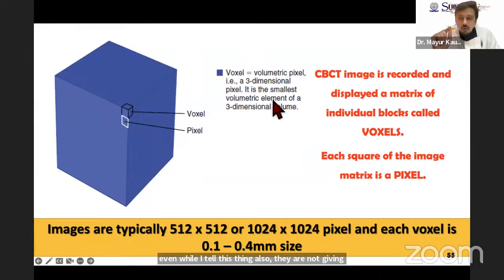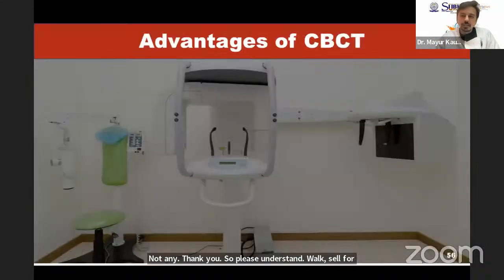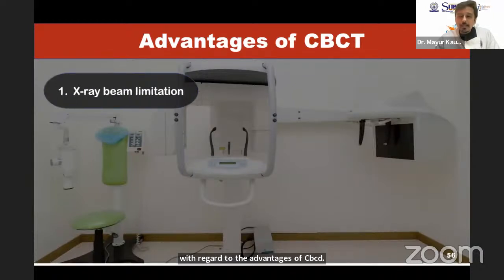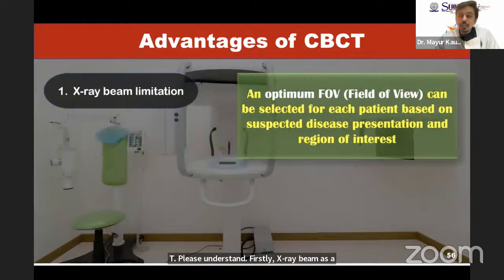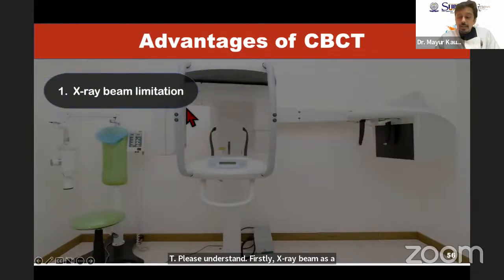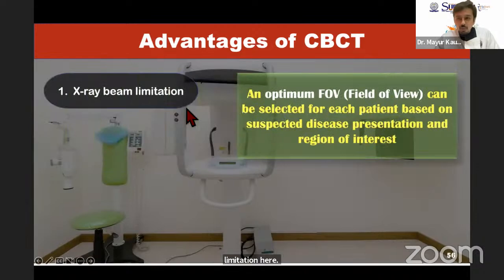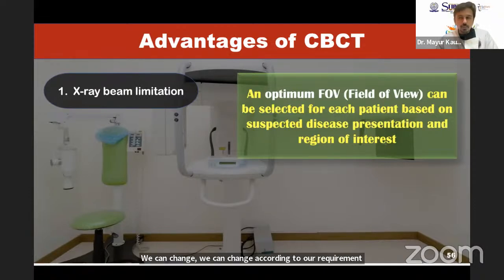So please understand, voxel for three-dimensional imaging, pixel for two-dimensional imaging. That is one thing which you are supposed to remember. With regard to the advantages of CBCT, firstly, the X-ray beam has a limitation. Here, the exposure is lesser as compared to CT, because the field of view, as Sanjay sir already covered, we can change according to our requirement. So we can reduce the radiation exposure depending on the number of implants that we are placing.